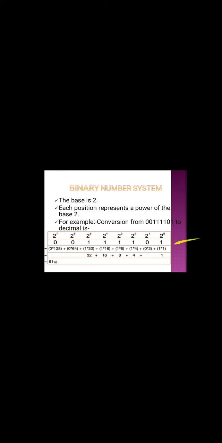Next one is binary number system. According to the positional weightage, the base 2 is arranged. That is, the base is 2. Why? Because only two numbers we have used, 0 and 1. Each position represents a power of the base 2. For example, conversion from 0 0 1 1 1 1 0 1 1 base 2 to decimal.